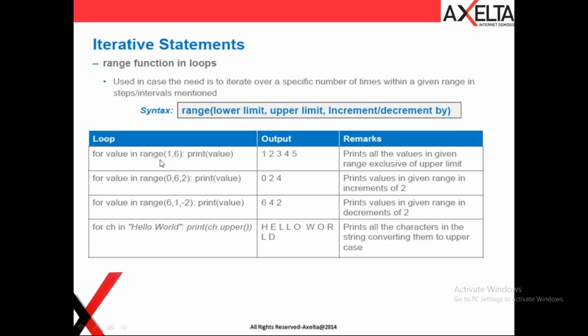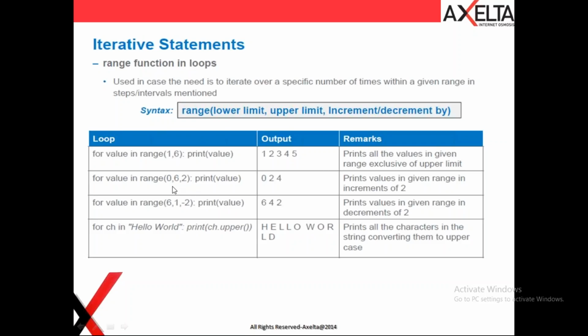For example, see, range 1 comma 6 means what? If I say print value, it prints all the elements falling between 1, 2, 3, 4, 5. Understood? But not 6. You should be careful about that. Whenever we are discussing range, the initial value will be considered but not the last one. The upper limit, whatever it is, will not be considered. So within that limit only. Understood? So this is something about the range.